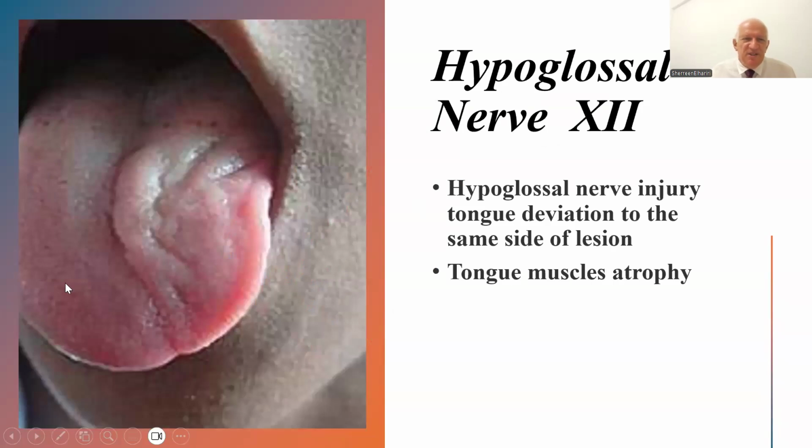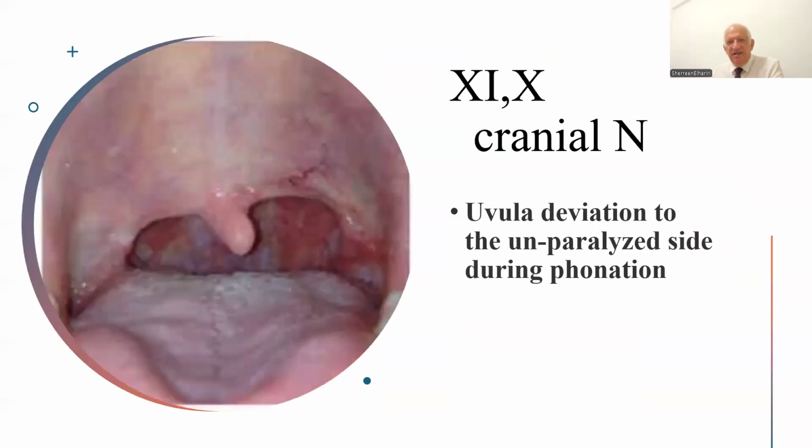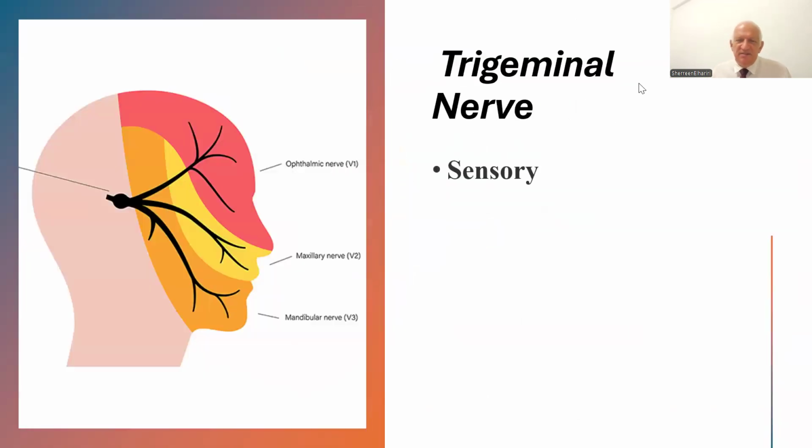After that, ask the patient to protrude his tongue, looking for the hypoglossal nerve. If they have a lesion, the tongue deviates to the same side. Or you can have some atrophy of the muscles of the tongue. Okay? Now you finish. It is supposed to take 6 minutes.